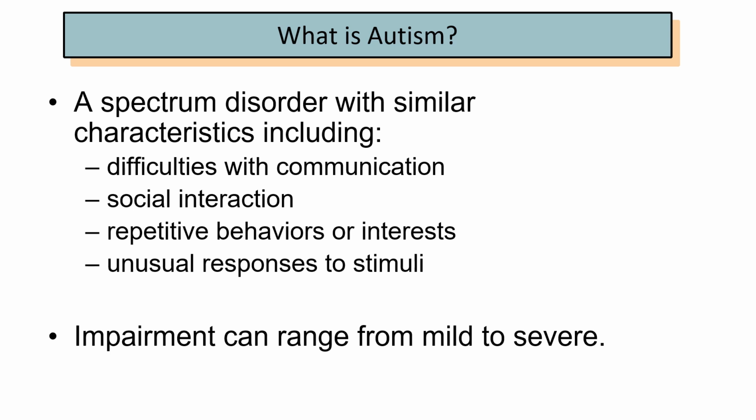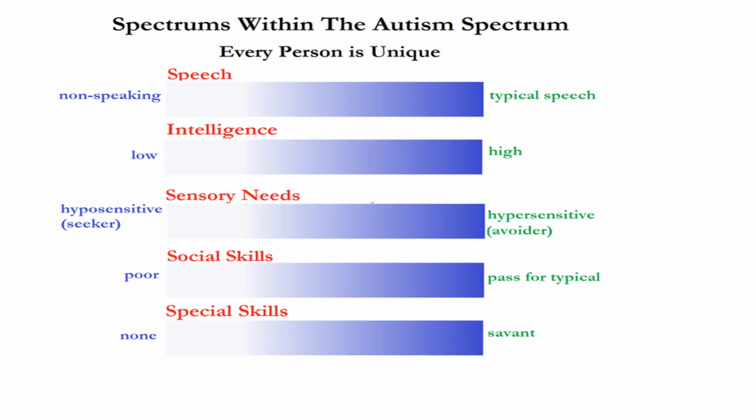What is autism? Autism is a spectrum disorder with similar characteristics, including difficulties with communication, social interactions, repetitive behaviors or interests, and unusual responses to stimuli. The impairments can range from mild to severe. Students with autism can have typical abilities in one area and require extensive support in other areas, and anywhere in between.